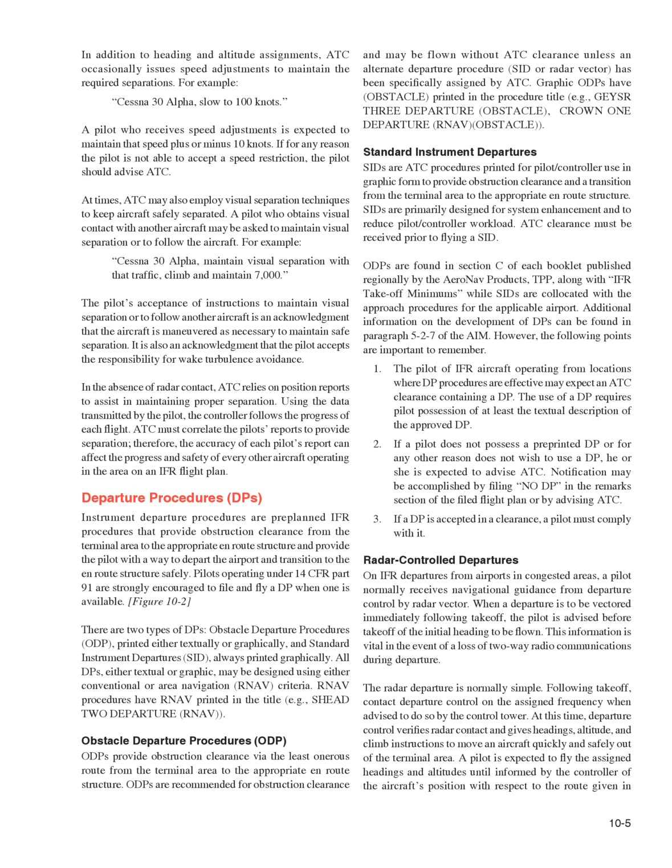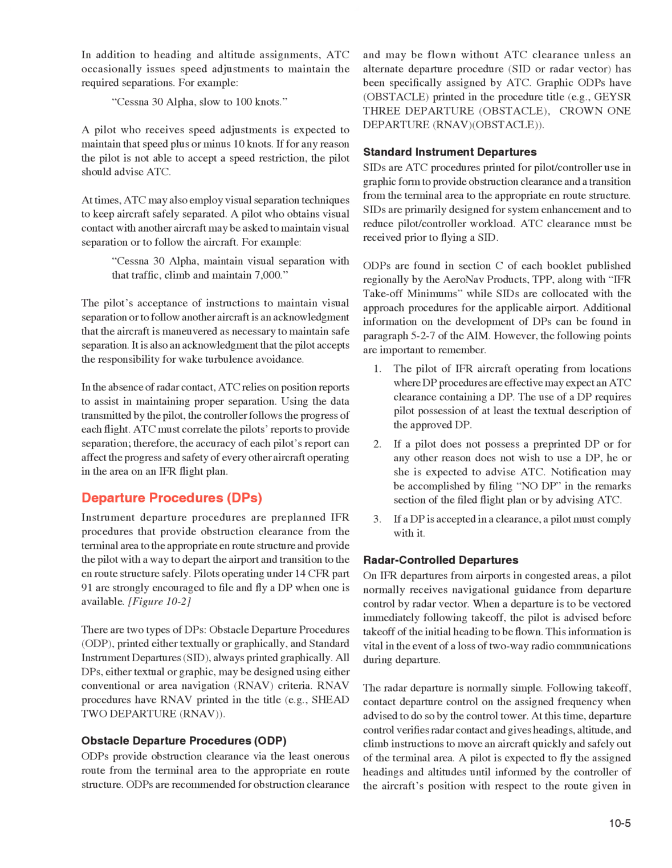ODPs are found in Section C of each booklet published regionally by the AeroNav Products, TPP, along with IFR takeoff minimums, while SIDs are collocated with the approach procedures for the applicable airport. Additional information on the development of DPs can be found in paragraph 5-2-7 of the AIM. However, the following points are important to remember. 1.